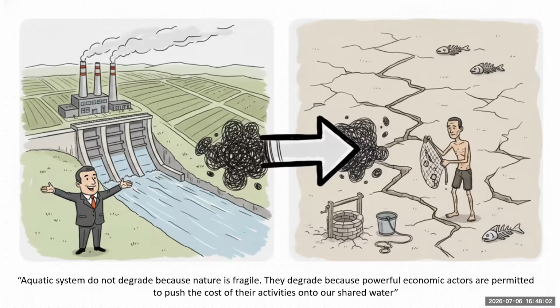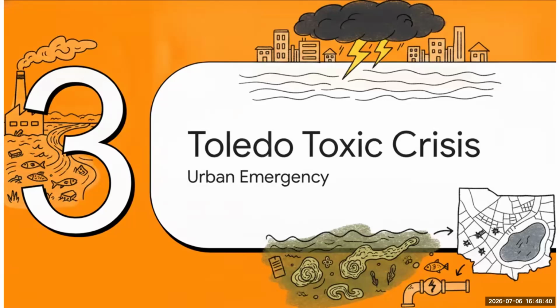I would like to state something bluntly here: aquatic ecosystems do not degrade because nature is fragile. They actually degrade because powerful economic actors, like industrial agriculture, massive developers, and hydropower companies, are basically permitted to push the cost of their activities onto our shared water. And this, tragically, highlights the core inequality of it all. Because who actually bears the cost? Subsistence fishermen, the rural poor, the indigenous communities are the ones left to absorb the devastating impacts of collapsed fisheries and contaminated wells, totally without compensation.